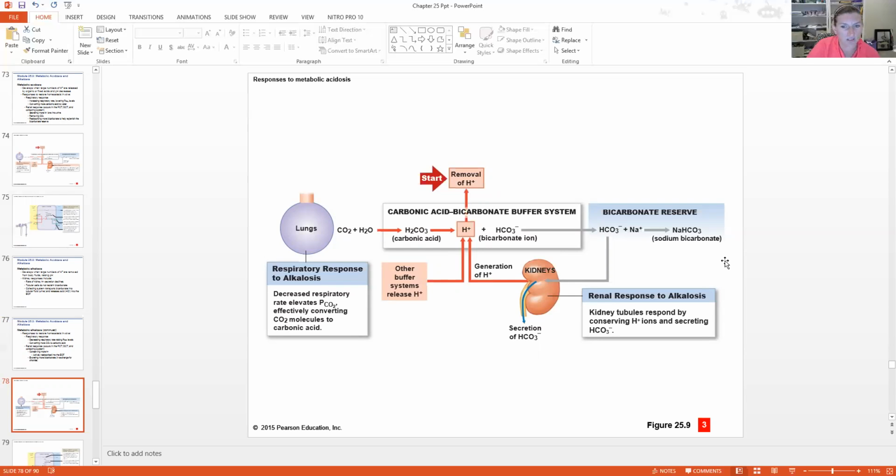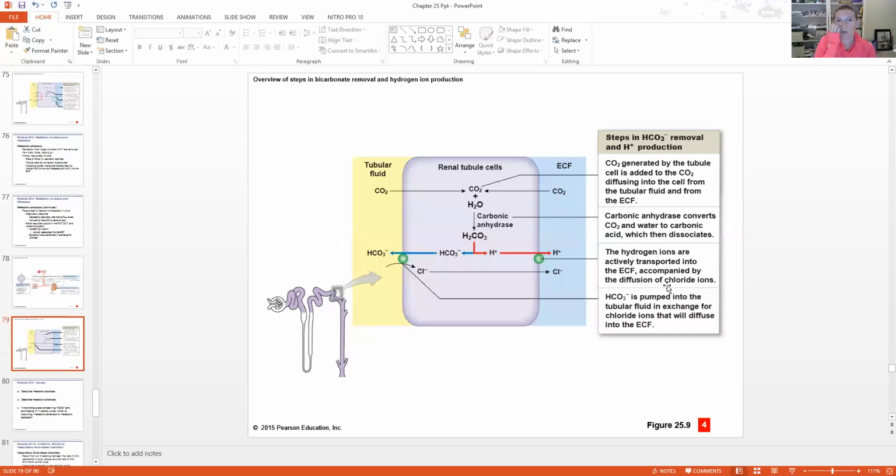This slide, just so you know, is misnamed. At the top it says responses to metabolic acidosis, and I was looking at it kind of confused, but it's actually alkalosis in the depiction. So that little top corner is incorrect. If you print out these slides and use them for the lecture, you might want to change that.